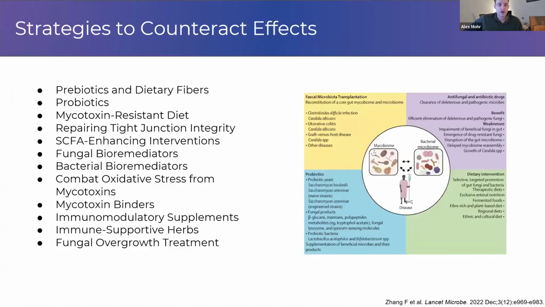the different domain scores. So if you're looking specifically at reducing issues with mycotoxins, our own curated library includes things like prebiotics, specific dietary fibers, obviously the probiotics that I was listing, as well as mycotoxin resistant diets. We know that there are specialized diets that can actually help with this, repairing tight junction integrity, specifically those proteins that help hold the brush border together, looking at different short chain fatty acid enhancing interventions, as well as fungal bioremediators, even bacterial bioremediators, how to combat oxidative stress from mycotoxins.